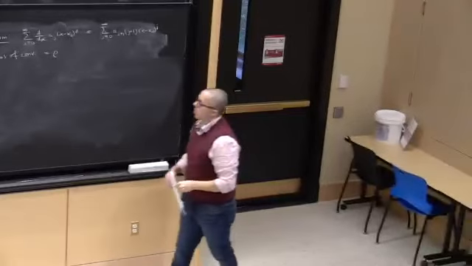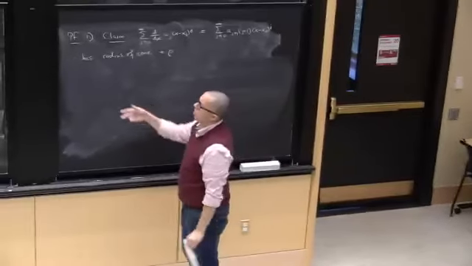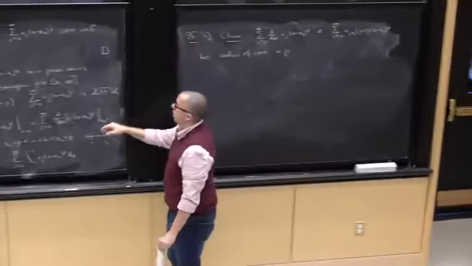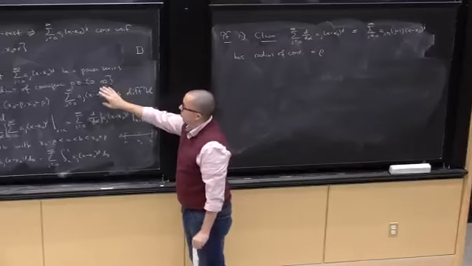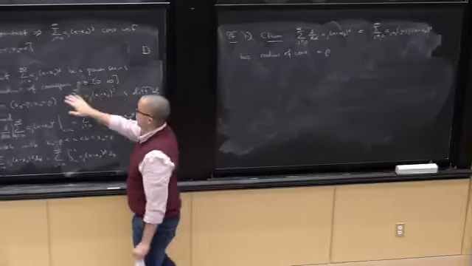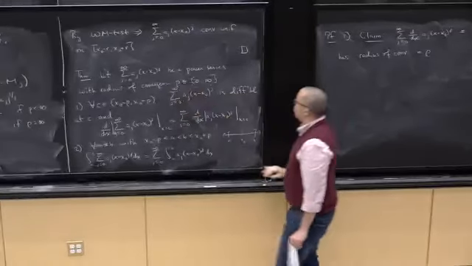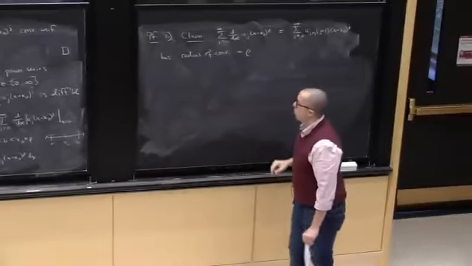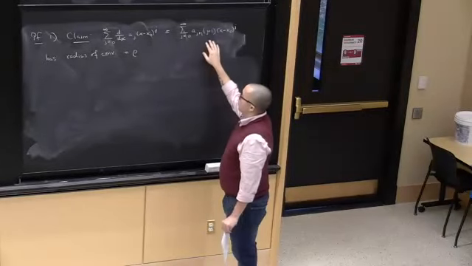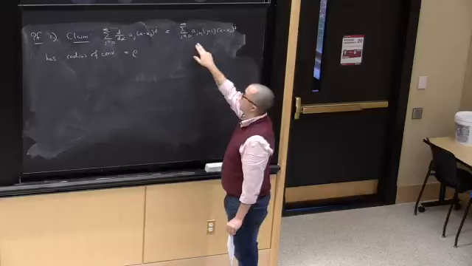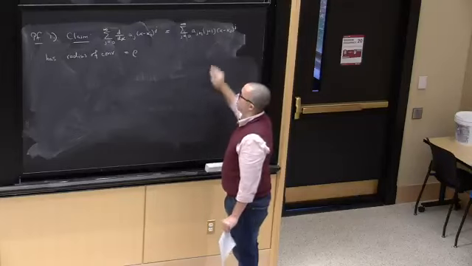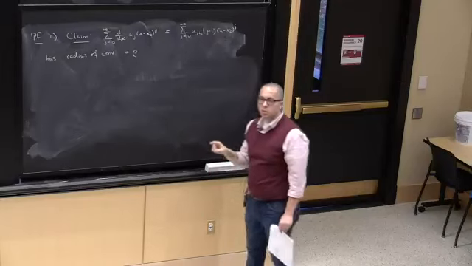So rho is the radius of convergence of the original power series. What we need to show to prove part one is that the radius of convergence of the power series obtained by taking the derivatives inside also has radius of convergence rho.